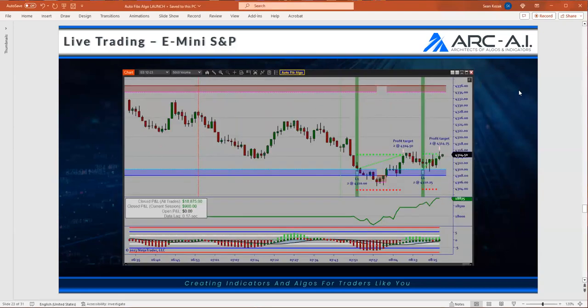Here's a great example of taking multiple levels back to back. You catch the bounce, take the profit, it comes back for another bounce. You can filter that. You can filter multiple touches, one test versus two tests, and you have that flexibility.